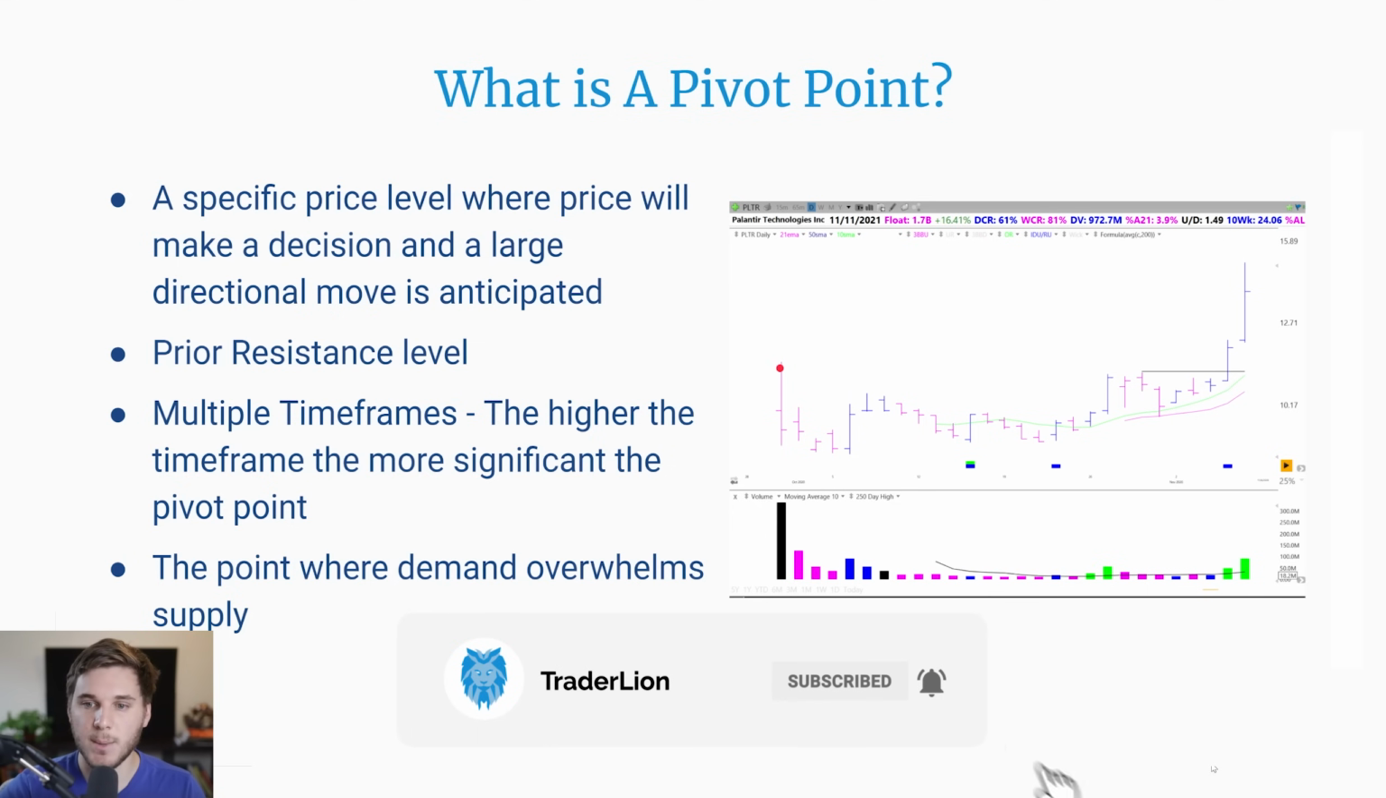For instance, we've got an example of PLTR here, where we've got resistance right at this high, which also lines up with the high of the prior week. And the optimal buy point is as it pushes through that specific area on high volume, and this started a 200% move in about 18 days. So this is an extremely powerful setup, and we'll talk about the specifics later on in the video.